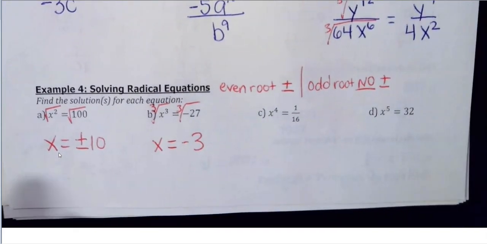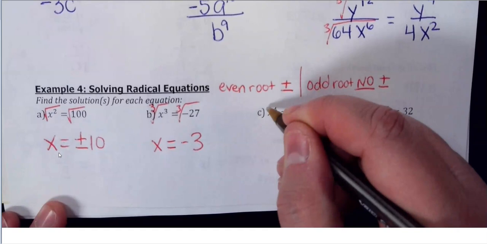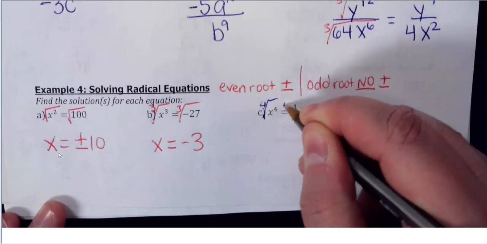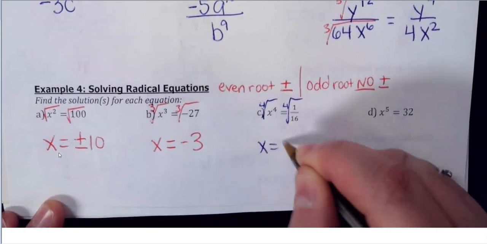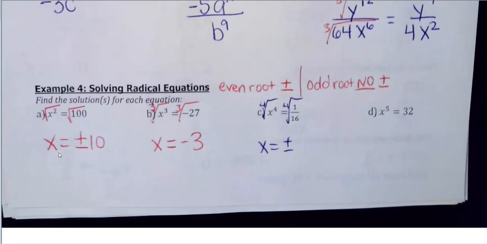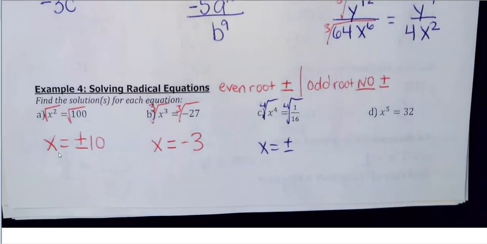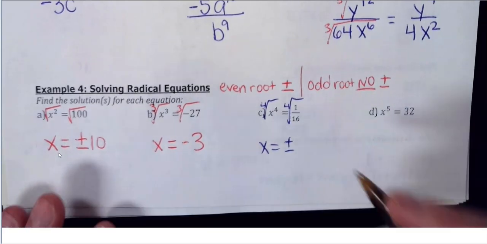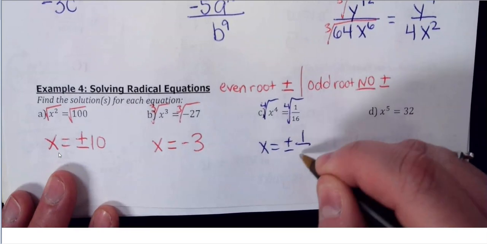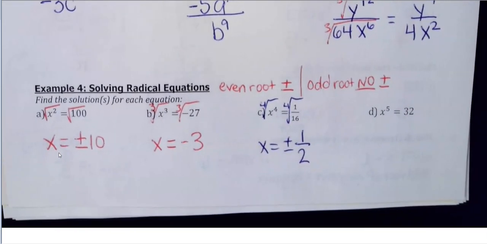All right, so now this is even, right? So if I do a 4th root, I got to remember to put a plus and minus because there's actually 2 answers that'll work here. If you plug your answer in with that 4th power, if it's negative, that 4th power will cancel out the negative. If you have an even number of negatives, they all cancel out. So this has 2 answers. 4th root of 1 is 1. 4th root of 16 is 2. So this has 2 answers. It could be a half or negative a half.